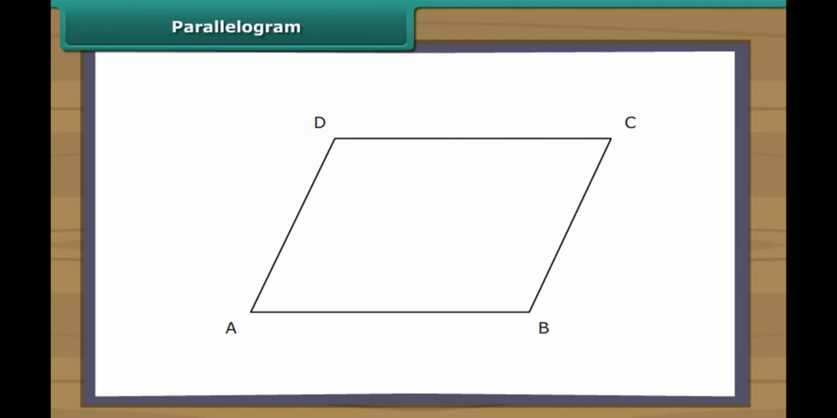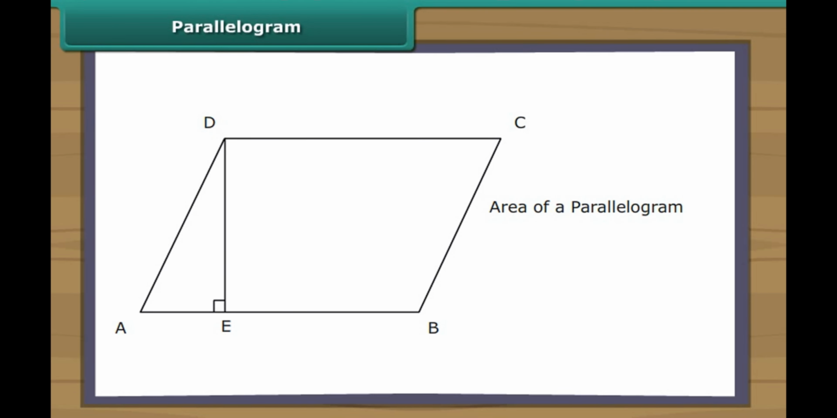Parallelogram. Students, see the following figure. Can you name the figure? It is a parallelogram. A parallelogram is a four-sided closed figure having opposite sides parallel to each other. Can we find the area of this figure? Yes, by using the formula for the area of a parallelogram. For this, you require the measures of the base and the distance between corresponding parallel sides. Area of a parallelogram is the product of its base and the distance between the parallel sides. That is, the height of the parallelogram.